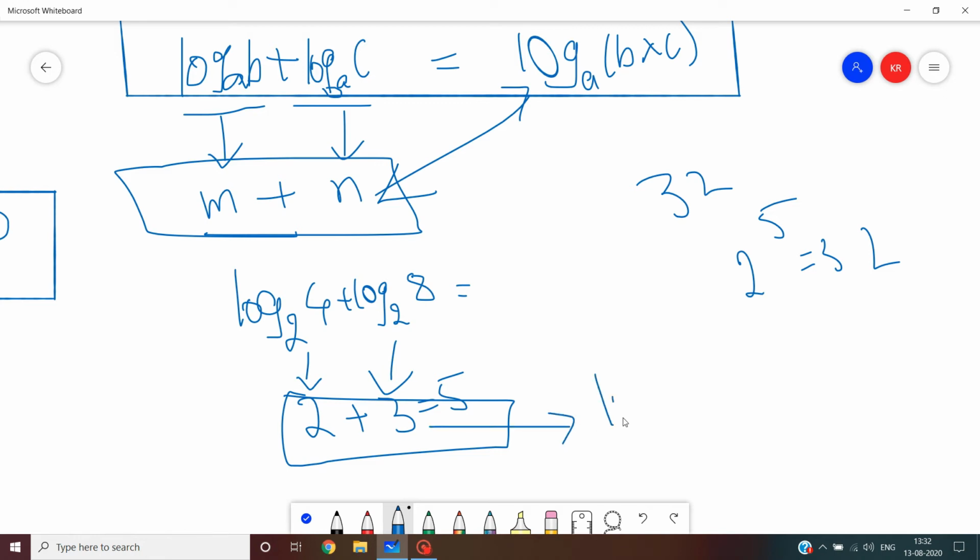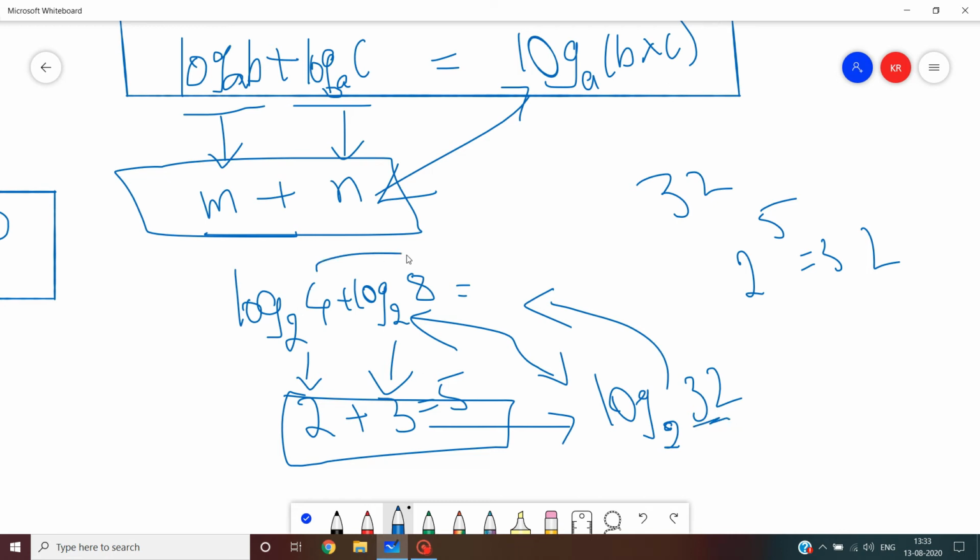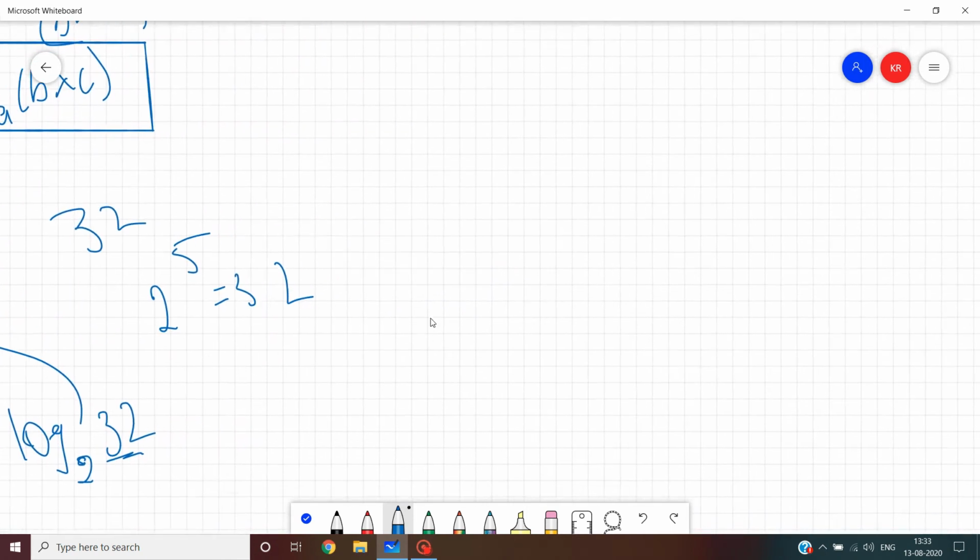So this can be written as log base 2 of 32. How am I getting 32? 4 into 8 is 32, right? So similarly, when we add two or more log functions with the same base, the result will be a log with the same base, and the arguments will be multiplied.